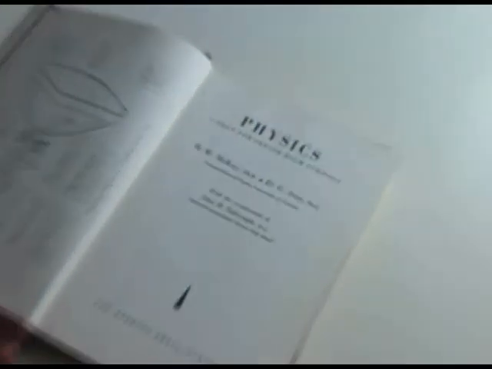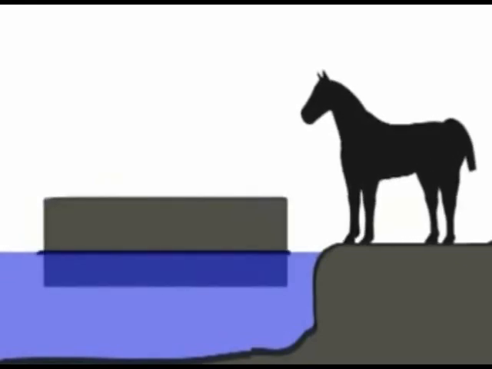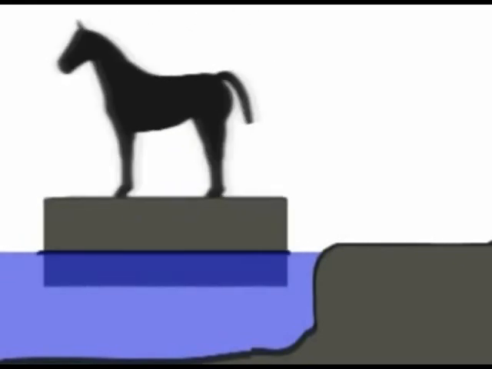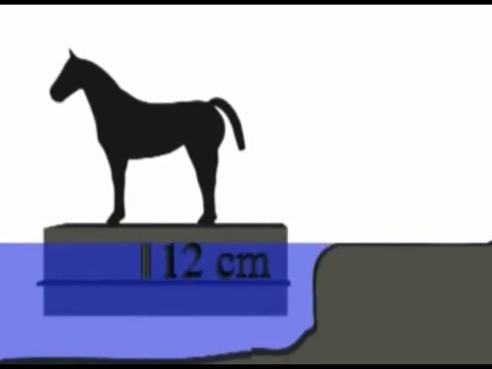While studying physics many years ago, my instructor posed this question. A rectangular block floats on the surface of a freshwater lake. A horse jumps onto the block, and the block sinks 12 centimeters. How much does the horse weigh?